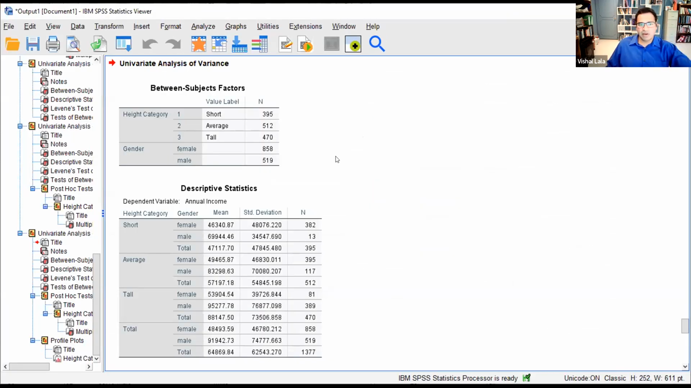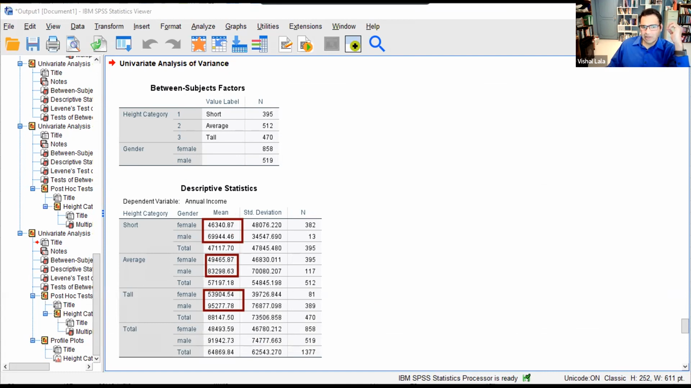So what we have here is, for short people, you kind of see males are making more money. For average height people, again, males are making more money. For tall people, again, males are making more money. Okay, that is not telling us much. Just looking at that, it seems like males are making more money regardless of height. So that's telling me maybe there's no interaction at all here.